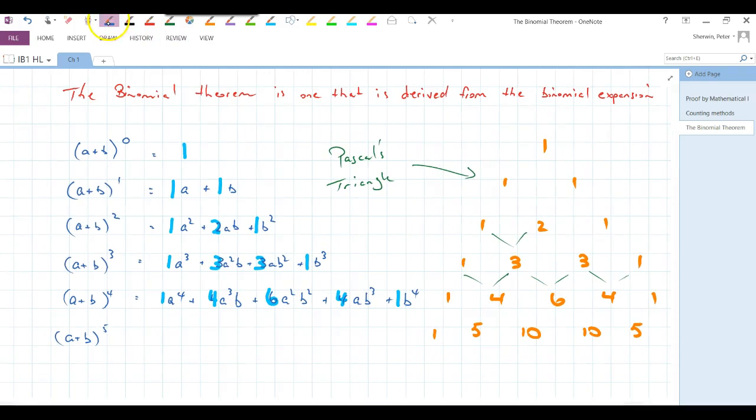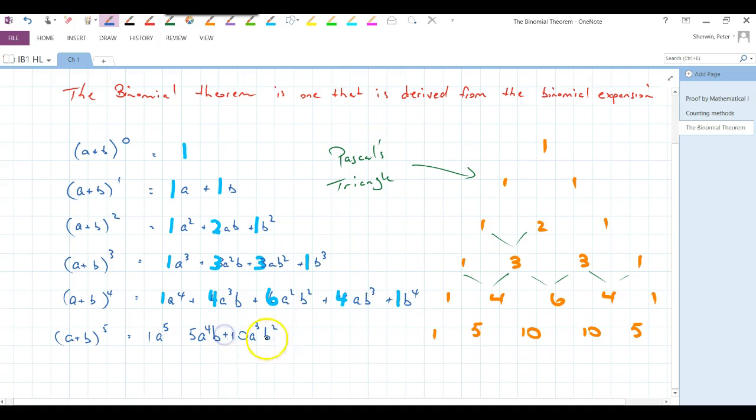But for the expansion now, I don't need to work this out. I know what the coefficients of this row are. So my coefficients are 1, 5, 10, 10, 5, 1. And now I just need to put the algebra in. A to the 5 goes there. A to the 4 b goes here. So what you see happening is that the powers of my a start at 5 and decrease with each term, and my b power starts at 0 and increases with each term.